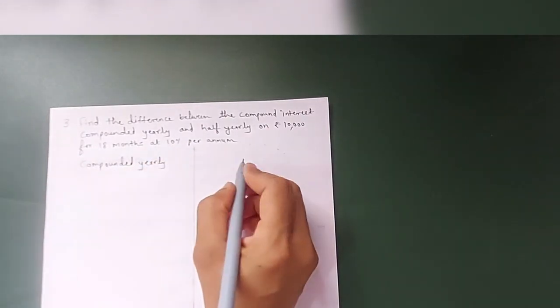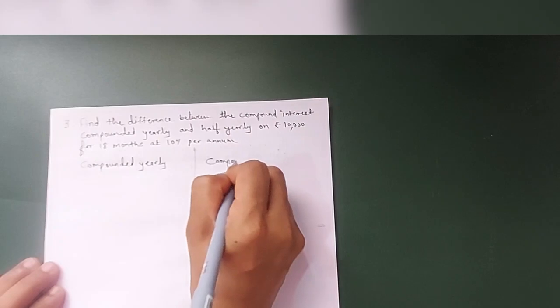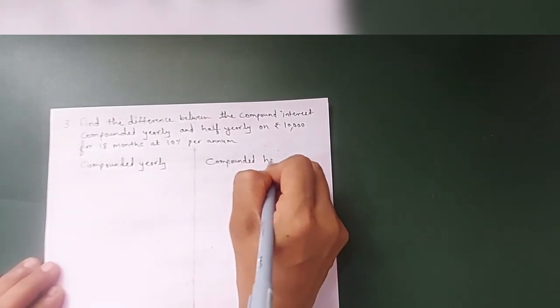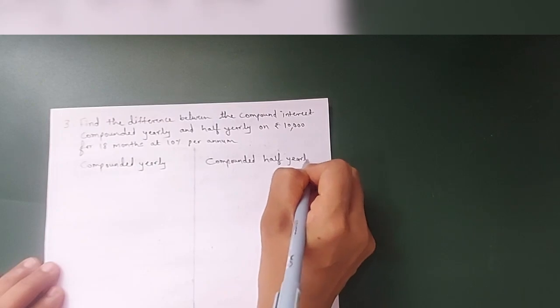So here I will write compounded yearly, and here I will write compounded half yearly. So now, principal, time duration and rate of interest will remain same only, so only one time I will write here for both of them. Principal is equal to 10,000 rupees. Rate of interest is equal to 10%, and time duration is given 18 months.